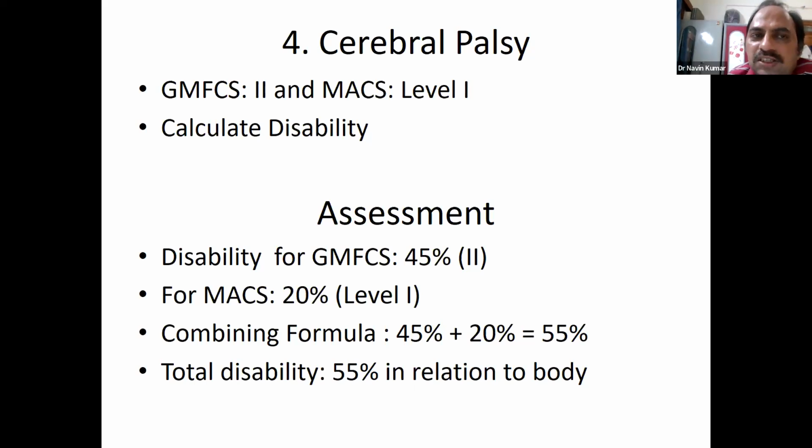Now coming to cerebral palsy, if we see a child, we found it is GMFCS level 2 and MACS is level 1. So for GMFCS 2, we can give 45%. For MACS level 1, 20%. And if we add by the formula we are using, we get 55%. And total disability has to be given 55% in relation to body.